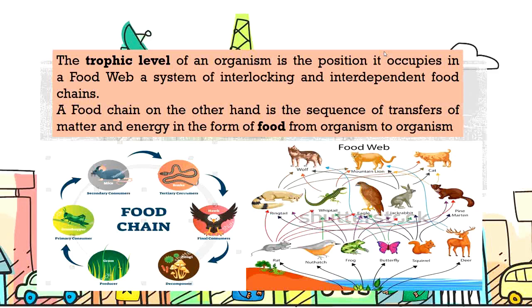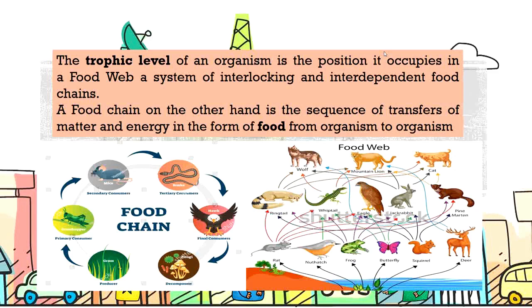It says here that a trophic level of an organism is the position it occupies in a food web, a system of interlocking and interdependent food chains. So what does a food web mean and what does a food chain mean? A food chain, on the other hand, is a sequence of transfer of matter and energy in the form of food from organisms to organisms.